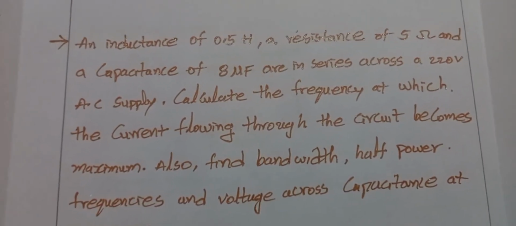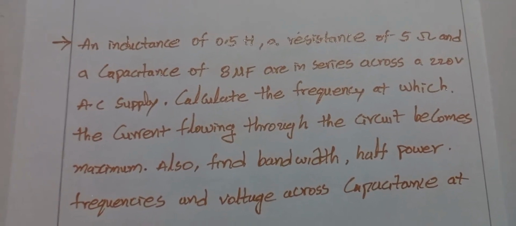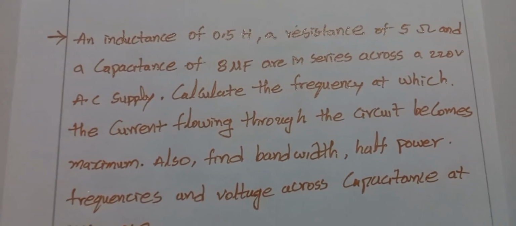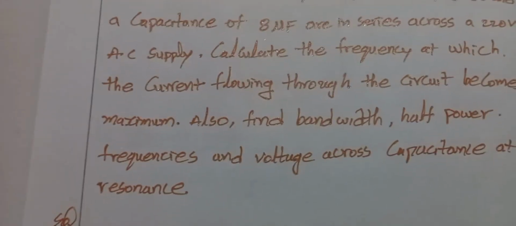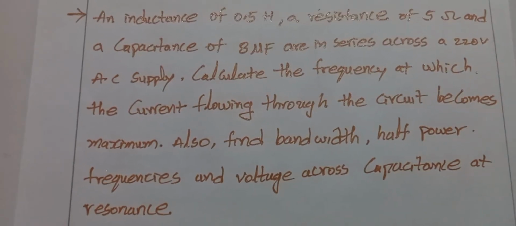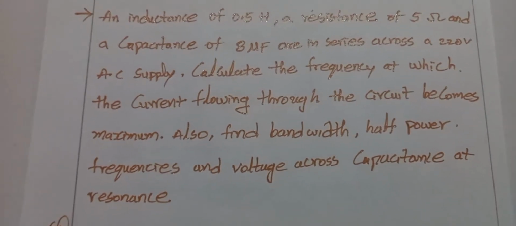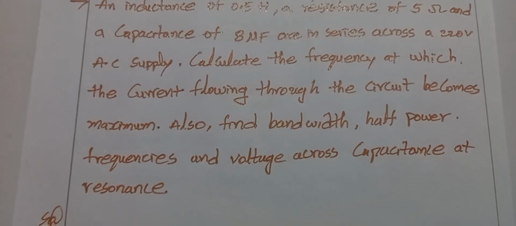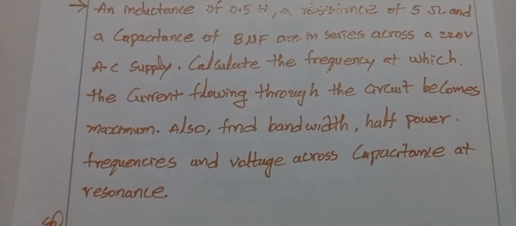An inductance of 0.5 henries, a resistance of 5 ohms, and a capacitance of 8 microfarads are in series across a 220 volts AC power supply. Calculate the frequency at which the current flowing through the circuit becomes maximum.